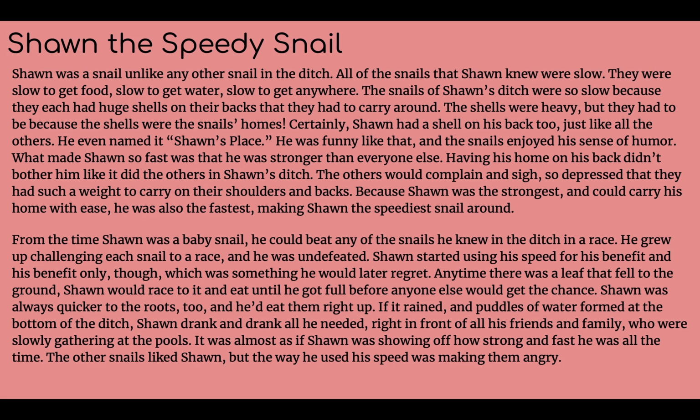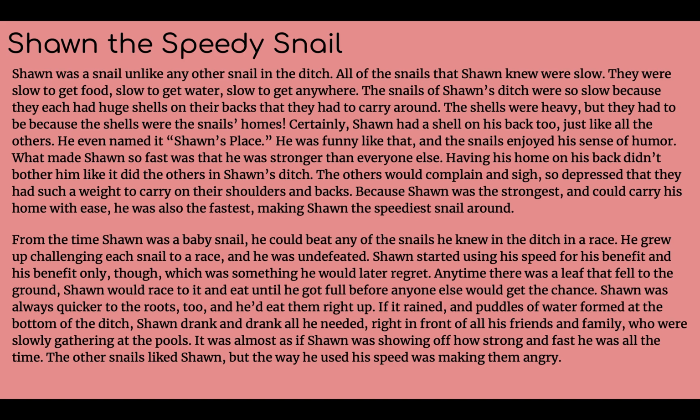Shaun was a snail unlike any other snail in the ditch. All of the snails that Shaun knew were slow. They were slow to get food, slow to get water, slow to get anywhere. The snails of Shaun's ditch were so slow because they each had huge shells on their backs that they had to carry around. The shells were heavy, but they had to be because the shells were the snails' homes. Certainly, Shaun had a shell on his back too, just like all the others. He even named it Shaun's Place. He was funny like that, and the snails enjoyed his sense of humor.